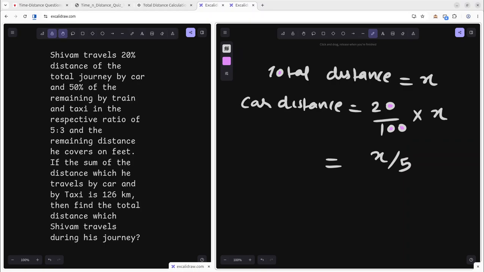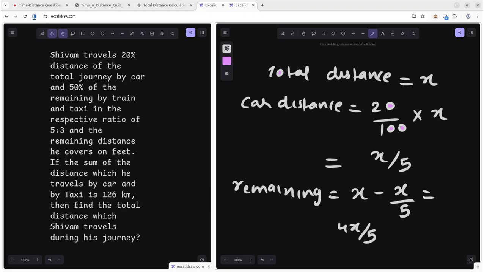Now let us read the rest. And 50% of the remaining by train. Now he already traveled x by 5 by car, so the remaining distance equal to total distance x minus the distance traveled by car, that is equal to 4x by 5, right?